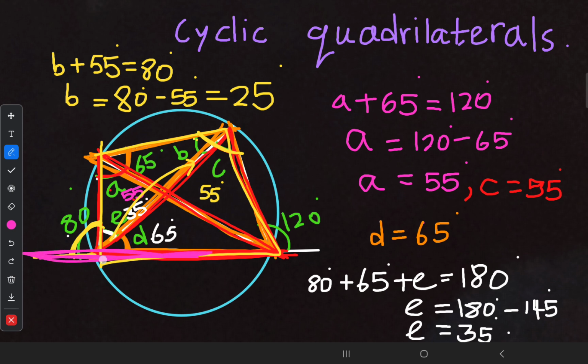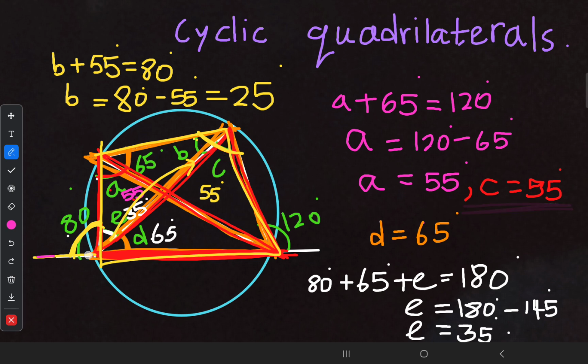Let's use the fact that this is a straight line. The summation of all these adjacent angles should be 180. So 80 plus E plus 65 equals 180. Likewise, we found our E. Then here also this is a chord. The chord is creating two triangles in the circumference of the circle, so if A is 55, C also should be 55.